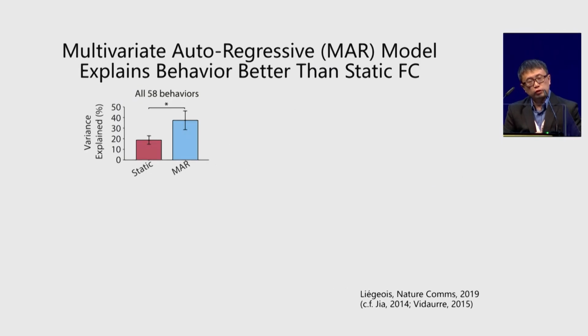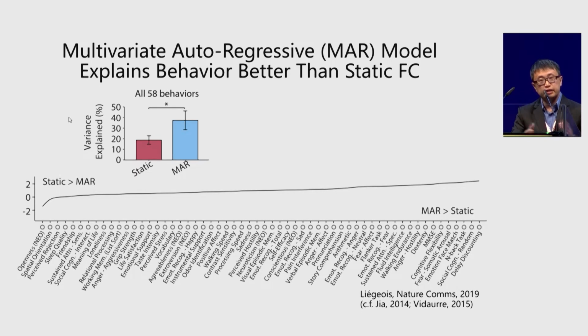Now, in follow-up work, Raphael shows that the multivariate autoregressive model can explain behavior better than static functional connectivity. What he then did next is that he sorted the 58 behavioral measures. Again, this is from the Human Connectome Project. He sorted the behavioral measures so that on the left, the static functional connectivity is better than the autoregressive model, and on the right, the autoregressive model is better.